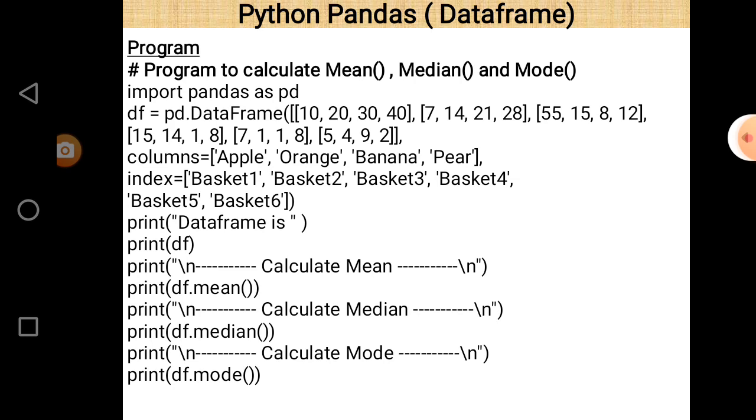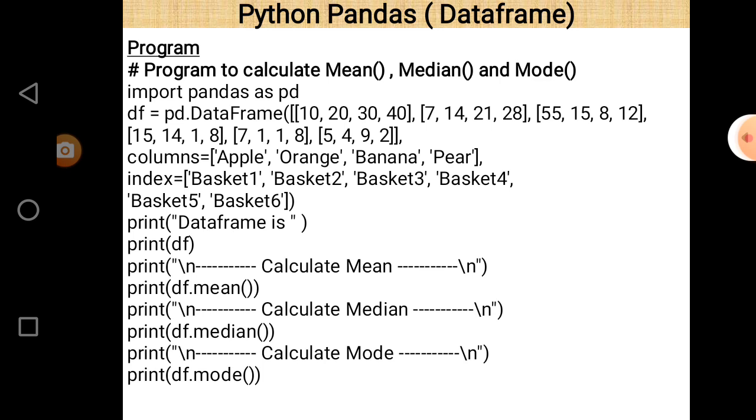Next there is again a print statement, "calculate mean". The \n sign is there, which means next line. So there is a gap of a line after this statement, before df. There is a line which will print calculate mean, and then df.mean.